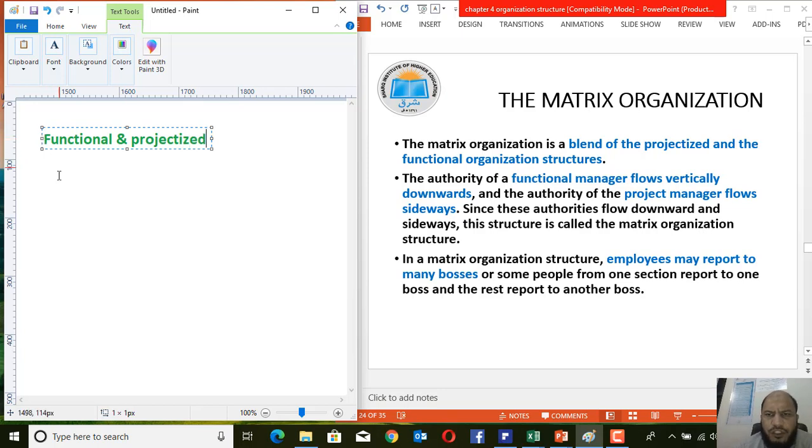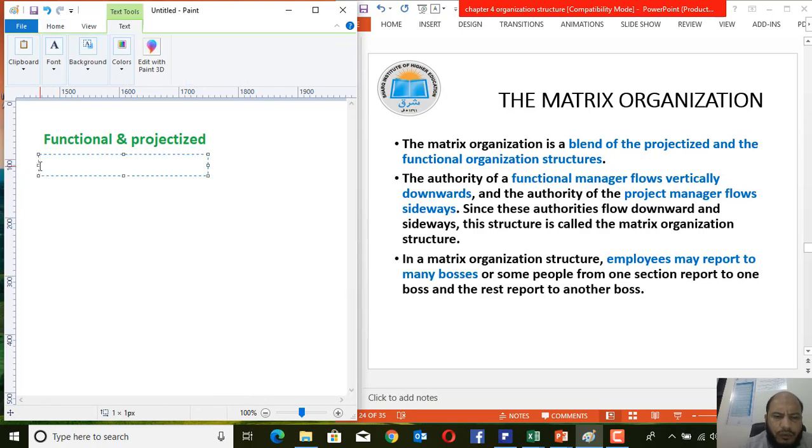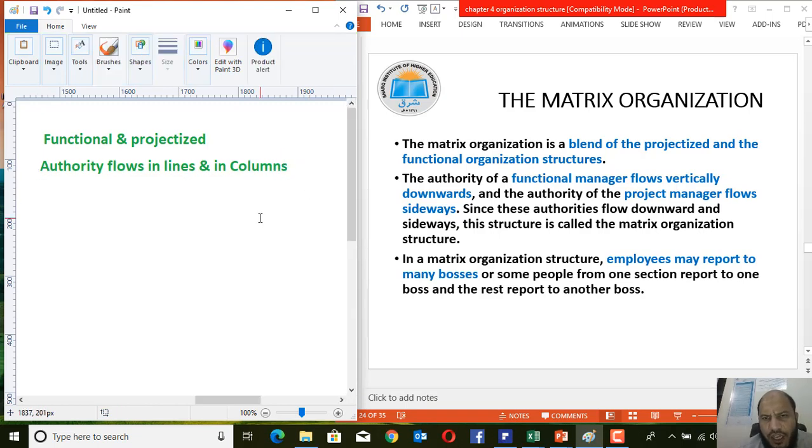This means that authority, yeah, power, flows in this structure among the lines and also among the columns. It flows in lines and in columns. So now you are asking what line means and what column means. Dear students, let's take an example.